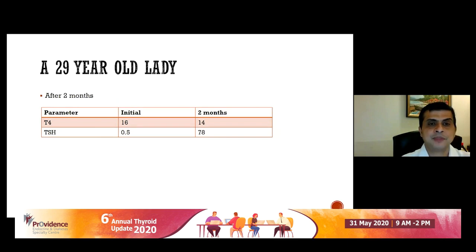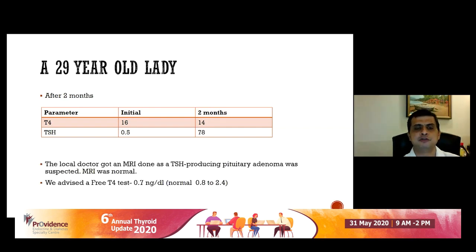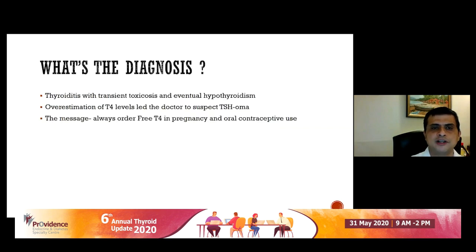What happened next? This thyroiditis resulted in toxicosis, and the T4 went up and TSH went down, but probably that was not detected. And in the next phase, at the end of 2 months, this lady went into hypothyroidism because thyroiditis with transient toxicosis is followed by hypothyroidism. And in hypothyroidism, the TSH has shot up to 78. The T4 would actually be normal, but because of the oral contraceptives, the total T4 is still slightly high. And that's why when we did the free T4, we found that the free T4 was 0.7.